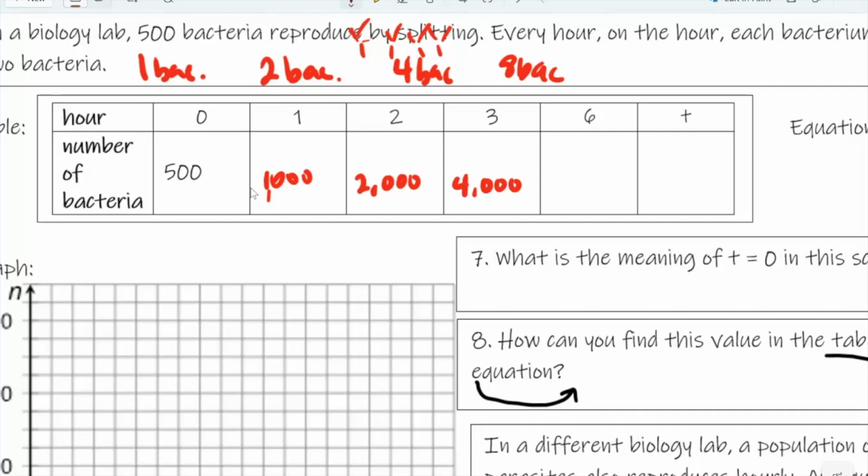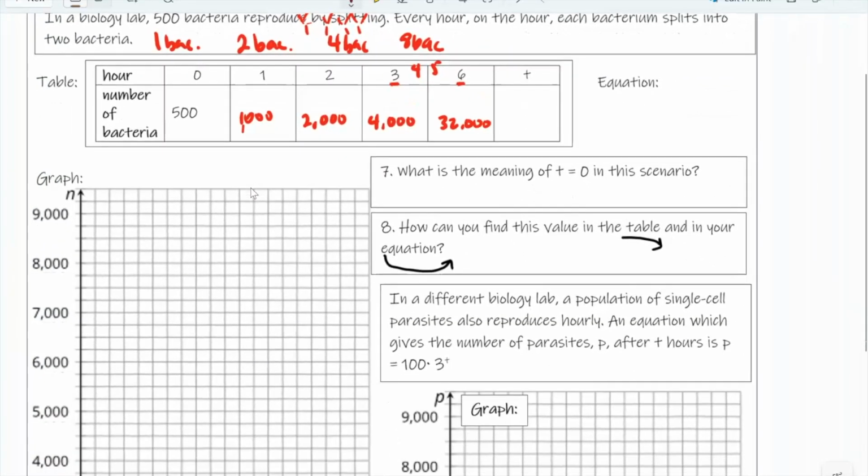On hour 6, so be careful. So this goes from 3 to 6, right? So we are skipping 4 and 5. Now we can do this manually. So we can say double 4,000 is 8,000, double 8,000 is 16,000, double 16,000 is 32,000. But what if this number was really, really big? That's why we have to find a general equation that works for all values. Okay, so we'll come back to that in a second. We're just going to complete the graph and then write the equation.